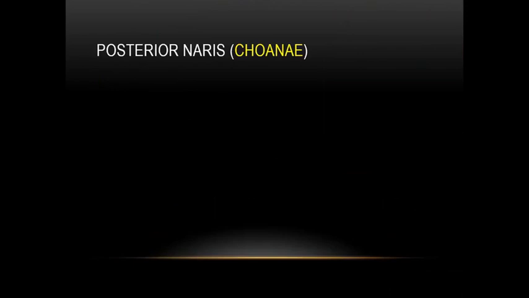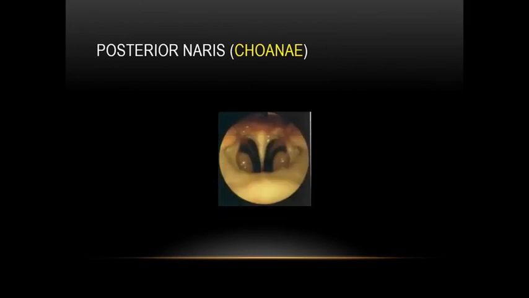So after passing by the nasal vestibule and the nasal cavity proper, we have the posterior nares or the choana, which is bounded in the middle by the nasal septum and on both sides by the inferior turbinates.